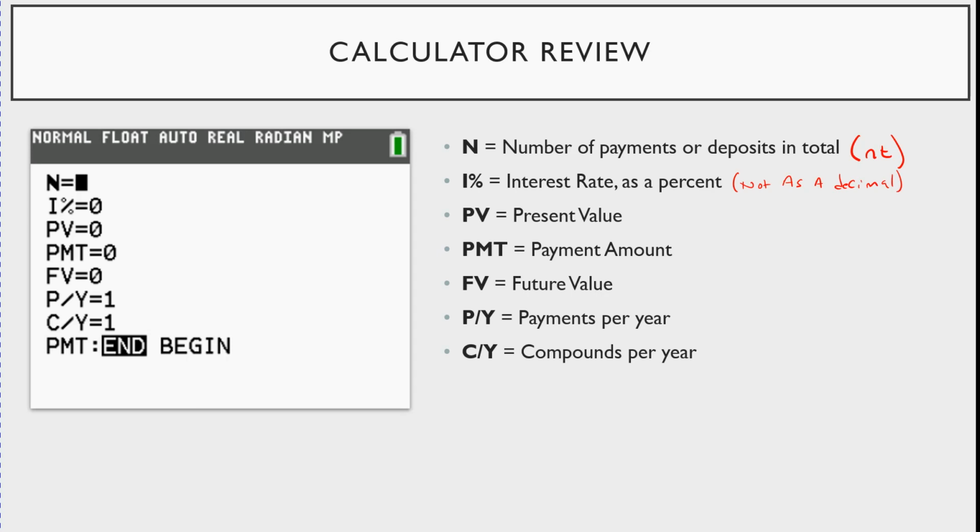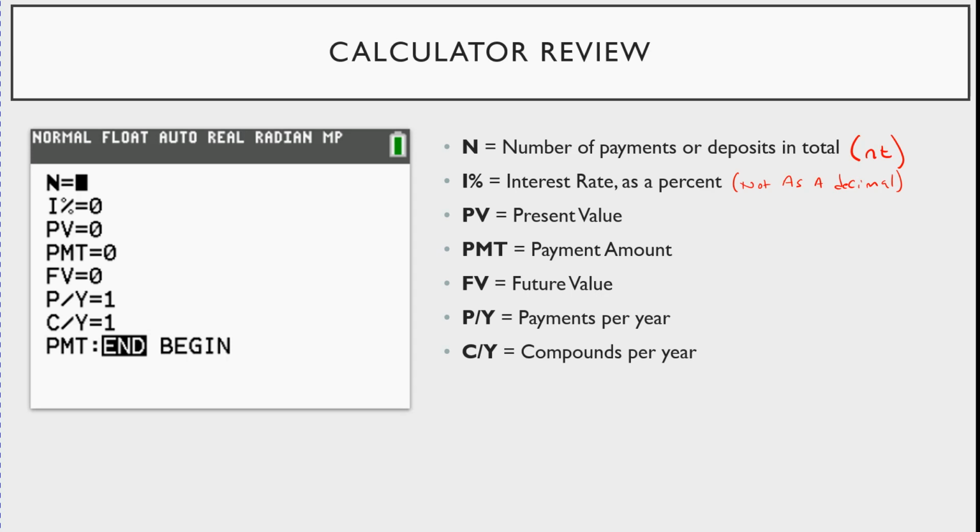PV stands for the present value of the loan, like today, or the present value of the annuity or whatever. It's as if today is the present value. PMT is the payment amount, so that's how much you would either pay for a loan or, in terms of a payout annuity, how much you'd pay yourself. FV is future value, that's how much is going to be in the future, how much your annuity will be worth.